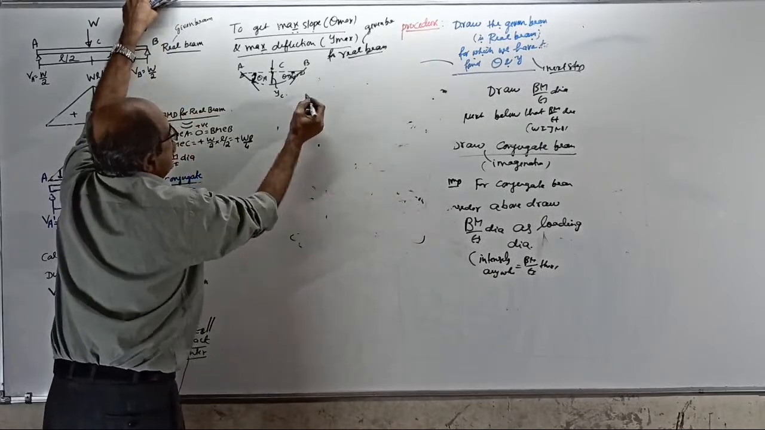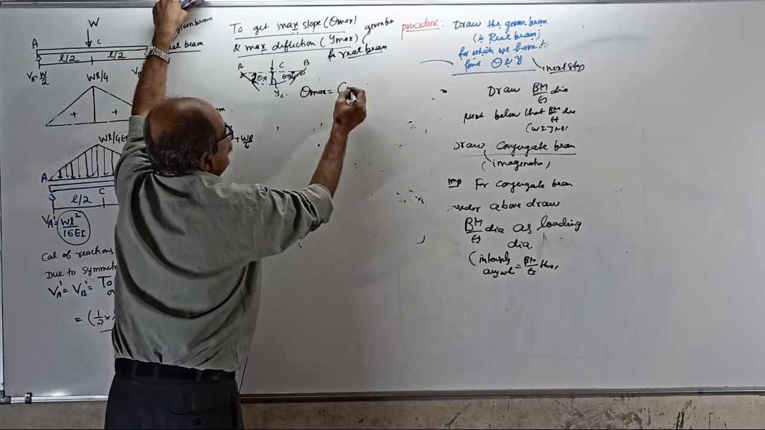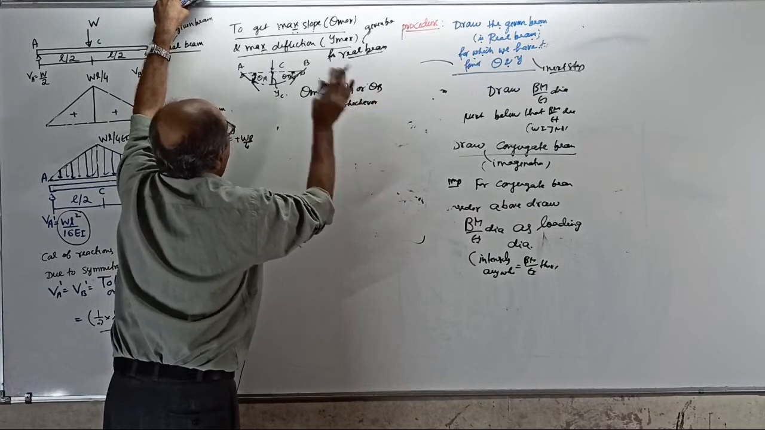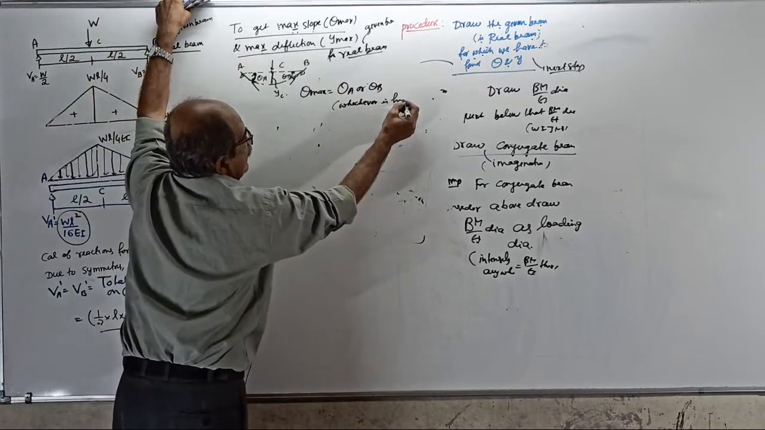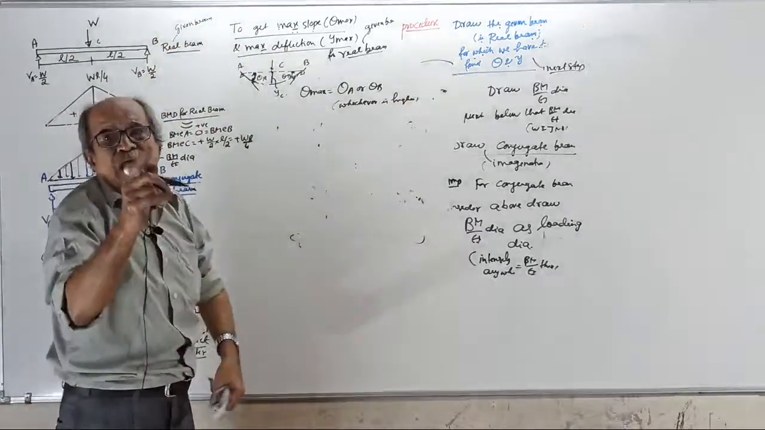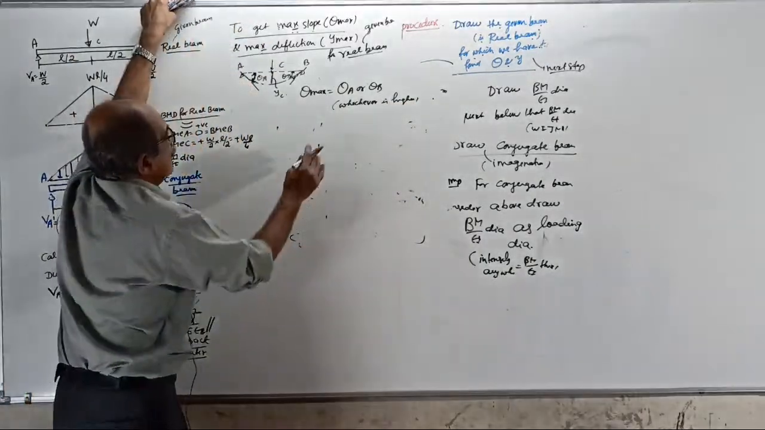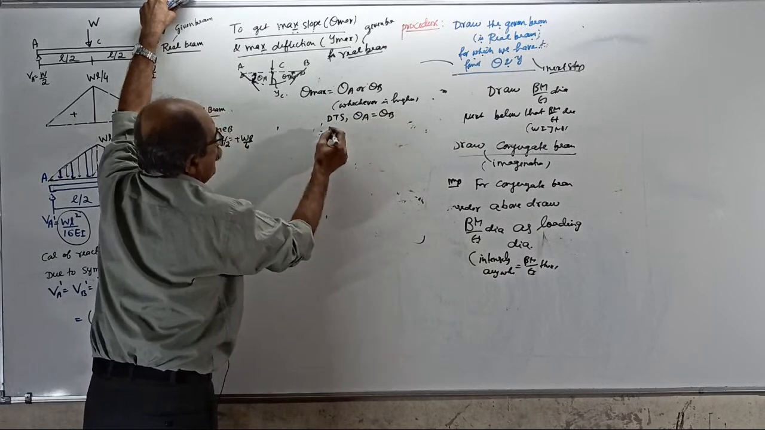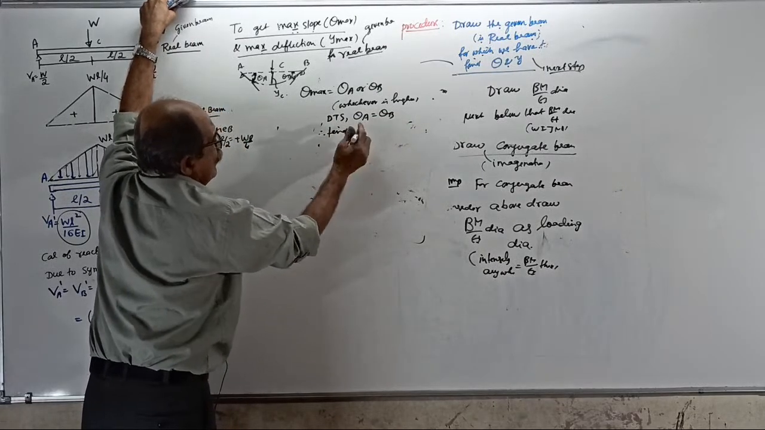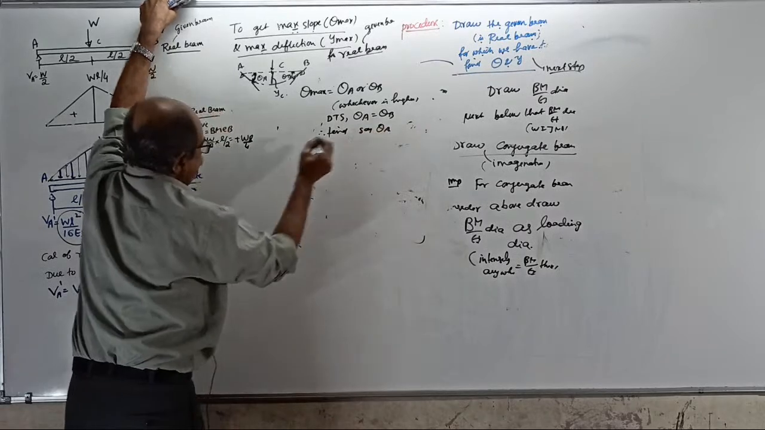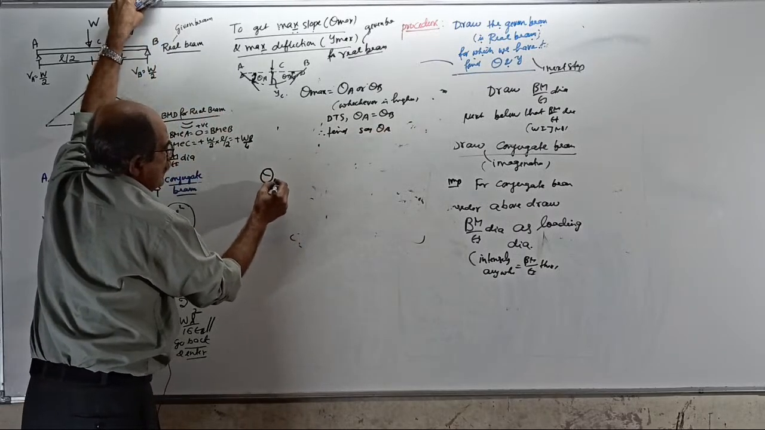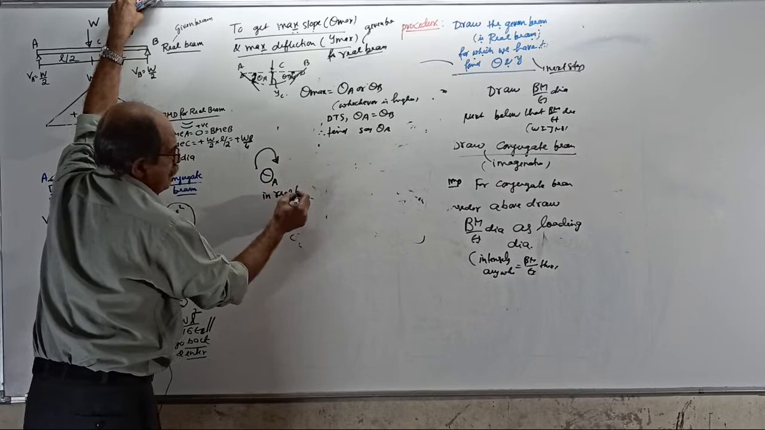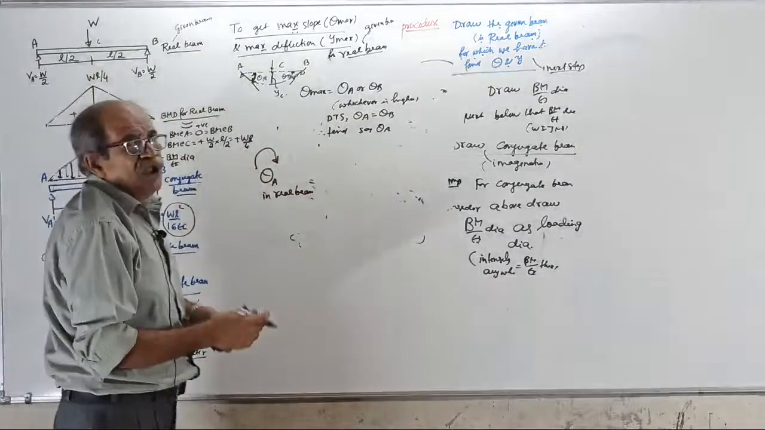First, theta max equals theta A or theta B, whichever is higher, all for the real beam. The conjugate beam is used only to calculate; any discussion is for the real beam. Due to symmetry, theta A will be equal to theta B, therefore find only one of them, say theta A. Theta A, clockwise in the real beam. Tell the answer as per the conjugate beam method.